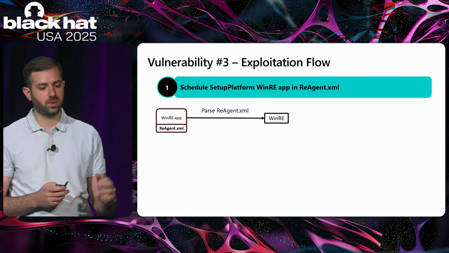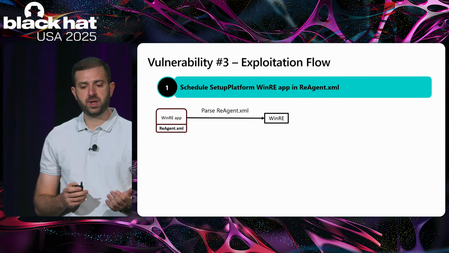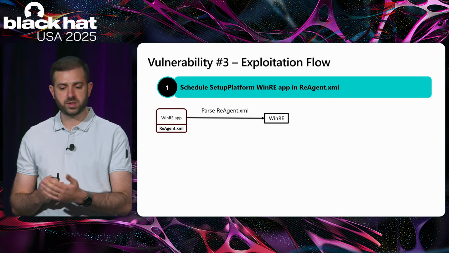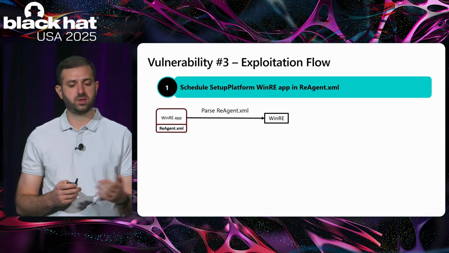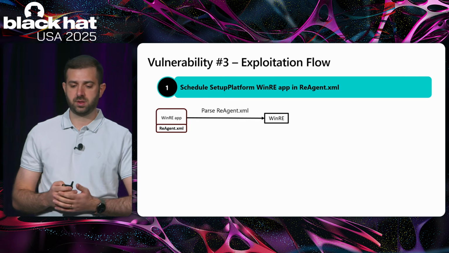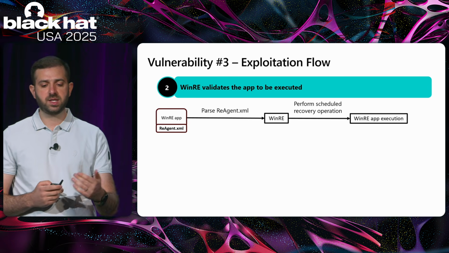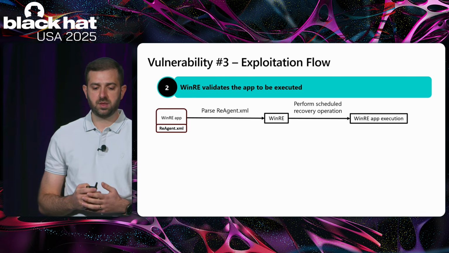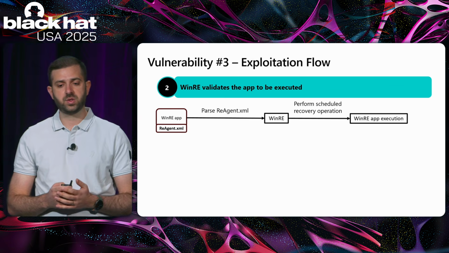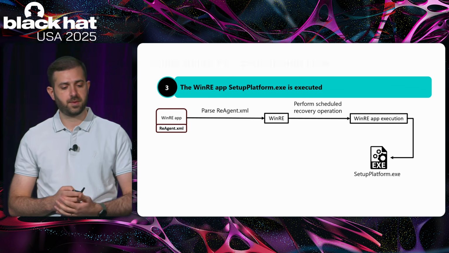Let's view the complete flow. So we modify ReAgent.xml to set for scheduling a trusted app. More specifically, we set Setup Platform to get executed. WinRE then validates that this app can be trusted. The validation succeeds, and the main OS volume remains unlocked.